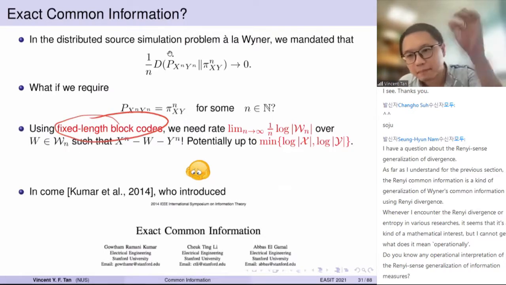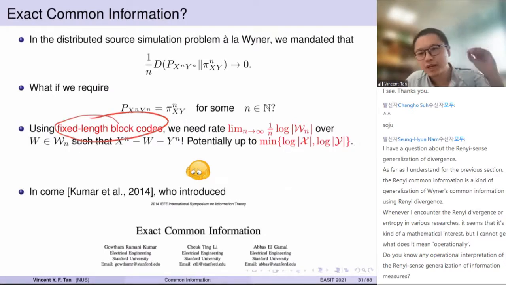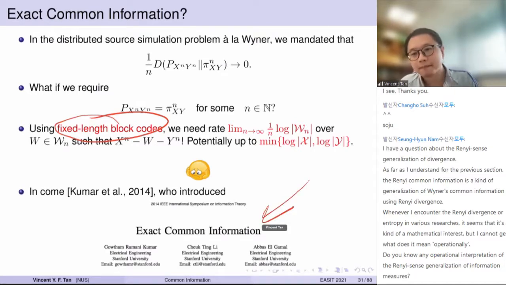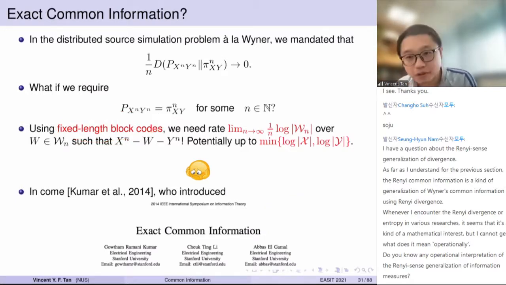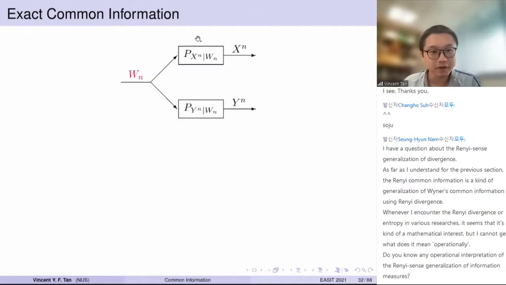So in come Kumar, Li, and El Gamal, who introduced the notion of exact common information in this paper that is only present in conference version form, because there's one thing they couldn't solve. And so we are going to solve it now. So I'm going to introduce the exact common information framework. If you look at this picture here, you'll see that the framework seems very similar to that for the fixed length case, for Wyner's common information.